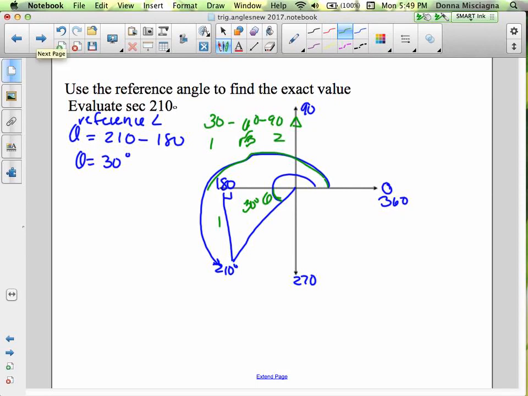We're in the third quadrant, so these are going to be negative. So x is negative and y is negative. So negative 1, that's y, that's a negative. And the square root of 3, that's negative.